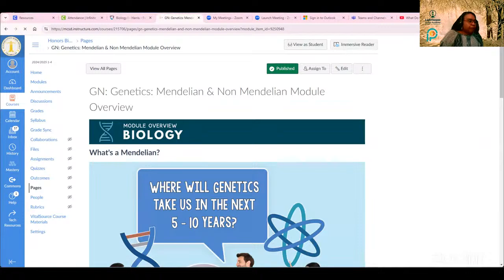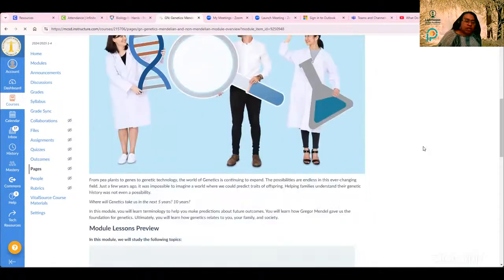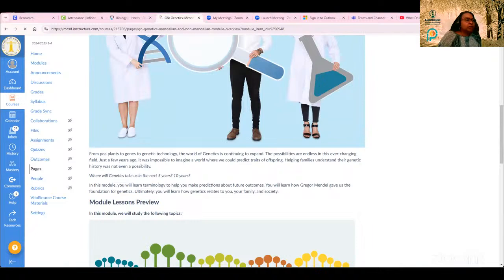All right, we are going to start a new unit called Genetics and Mendel and Non-Mendelian Module. And there's a lot of stuff in here, a lot of stuff.